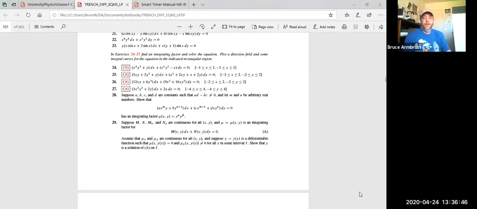And then we want to show that this differential equation that they provide to us has an integrating factor that's equal to x to the alpha, y to the beta. So basically, some power of x times some power of y, whatever those powers are, they will change. Okay, well, let me rewrite this, and then we'll see what we can do.